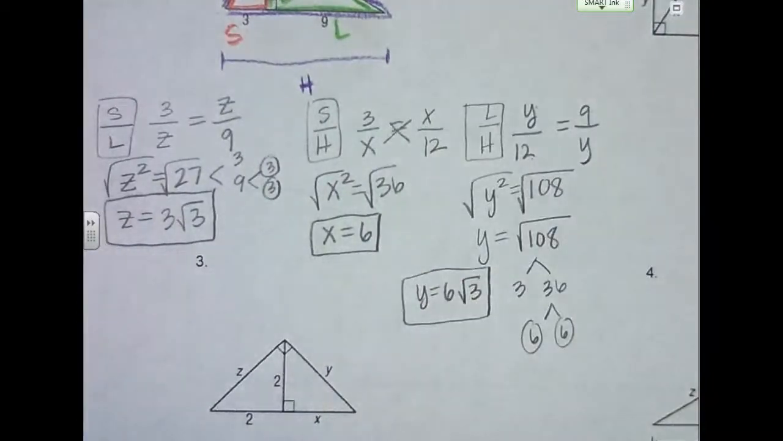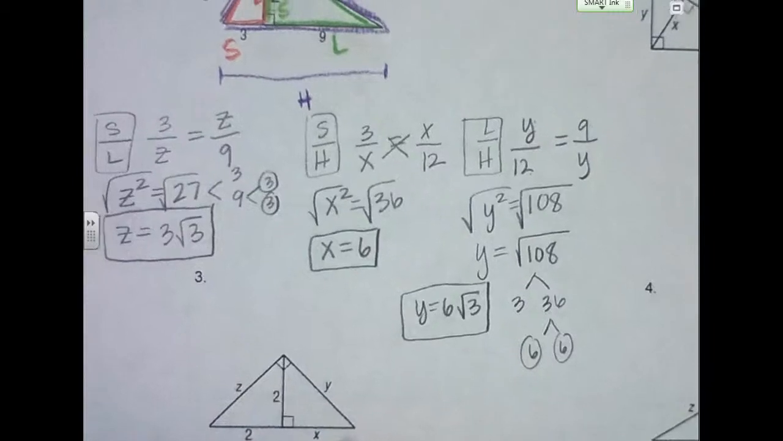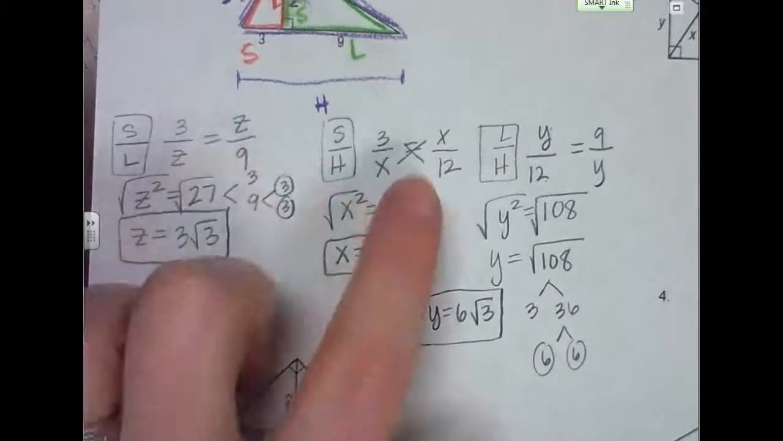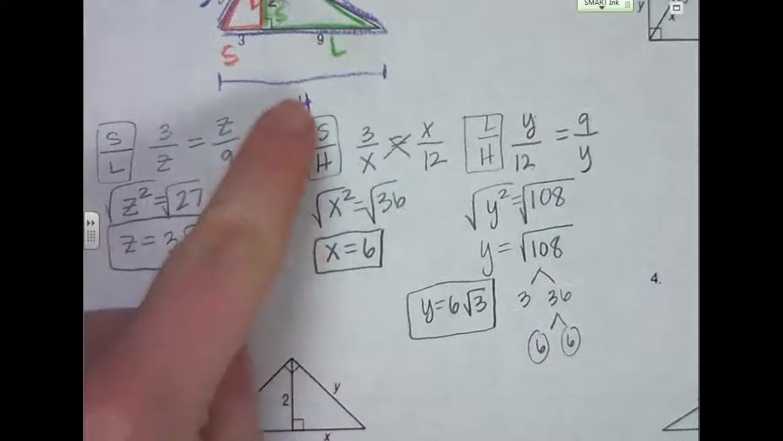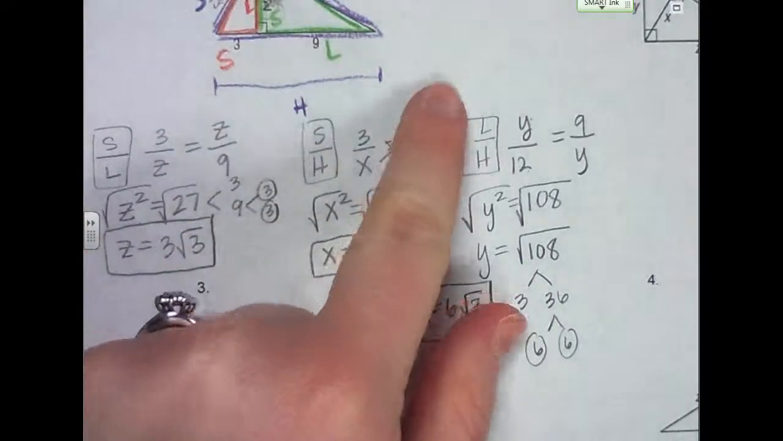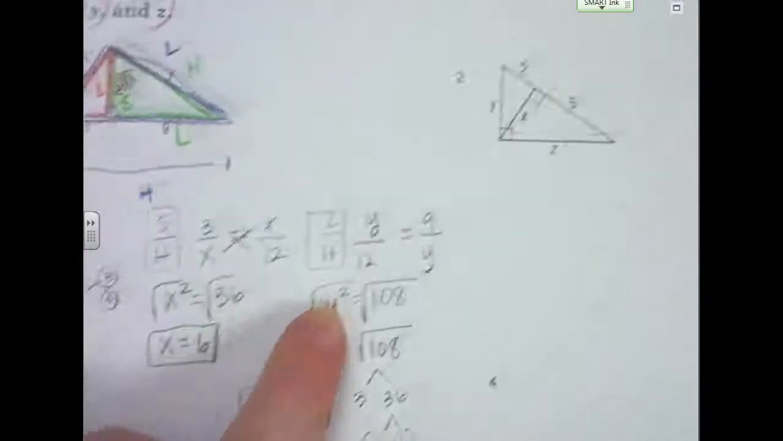Now that's a lot of work where you have to do all 3 proportions. So I'm going to show you on number 2 a way that might be a little bit easier for you and maybe not as difficult. Okay, so number 1, this is the way you can do it with the different proportions. If you choose to do small over large, then you do small over hypotenuse and large over hypotenuse, or long.